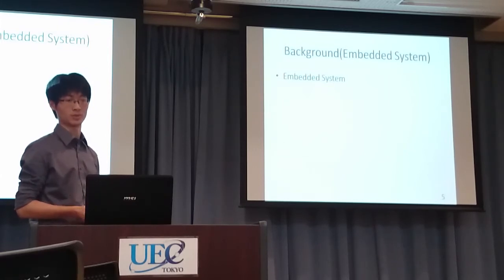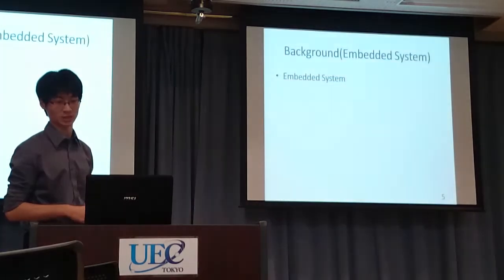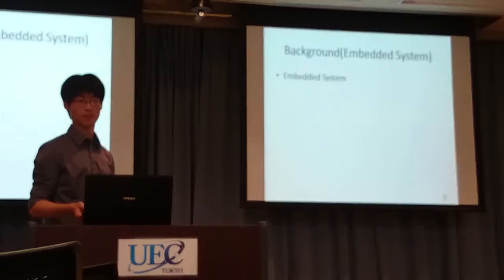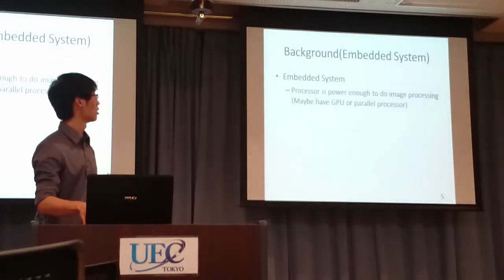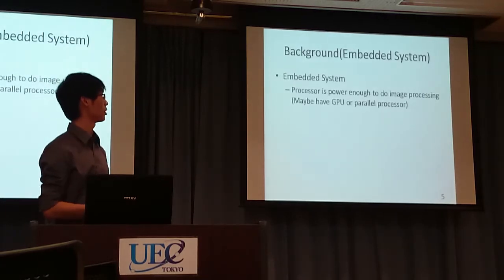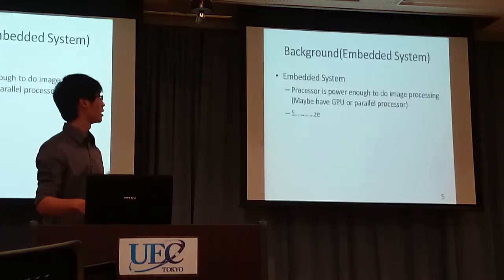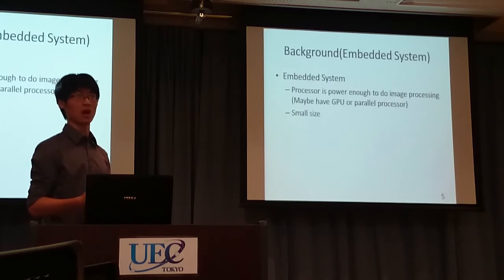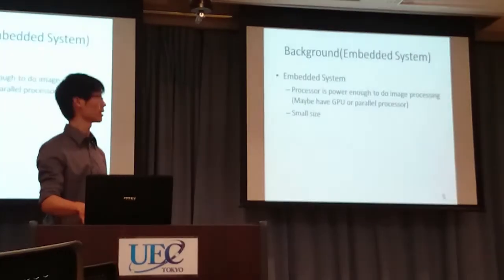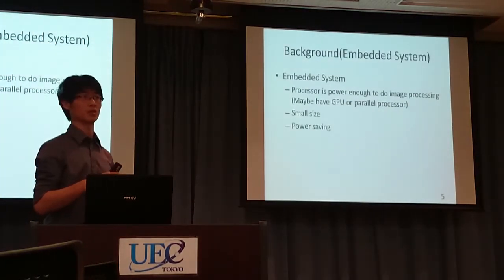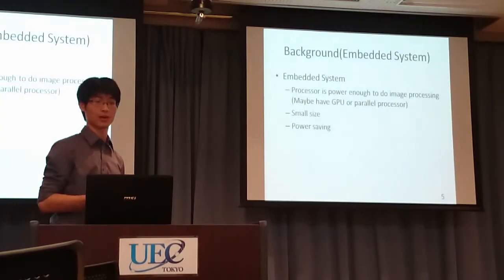The embedded system which we need has a powerful CPU to deal with the image processing, and it's better to have a parallel processor. So we need the GPU or parallel processor. And because the robot is so small, we need the embedded system to be small and power saving, because it cannot carry a very big battery.